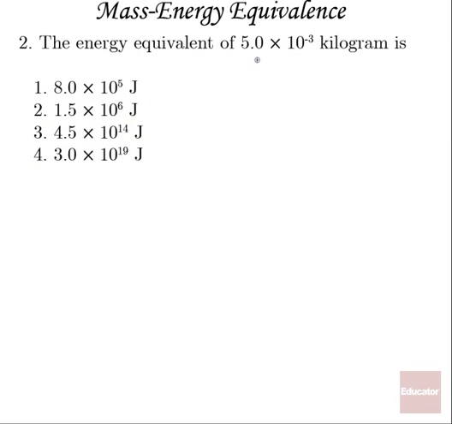Number 2 here, the energy equivalent of 5 times 10 to the minus 3 kilograms is, well, to find the energy equivalent, E equals mc squared. Probably heard that one before. That's going to be 5 times 10 to the minus 3 kilograms times c, the speed of light in vacuum, 3 times 10 to the 8th meters per second, squared. Put all that into my calculator, and I come up with an answer of right around 4.5 times 10 to the 14 joules. Answer number 3.